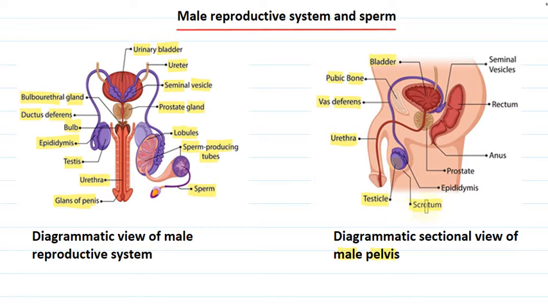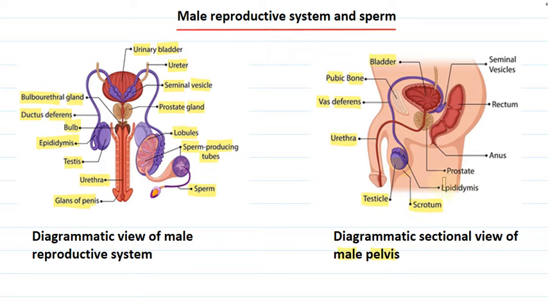And this is the scrotum. What is the scrotum? The scrotum is a sac-like organ, and this sac-like organ houses the testes. The testes are usually present outside the abdominal cavity within this sac-like or pouch-like structure, the scrotum, because the scrotum helps in maintaining a lower temperature, which is required for the production of sperms.